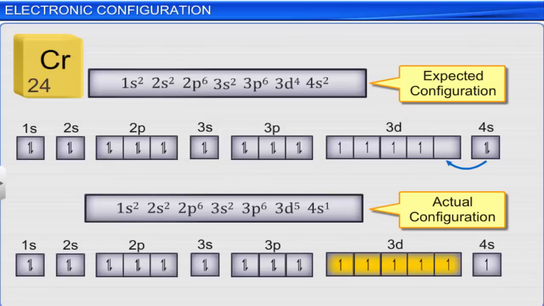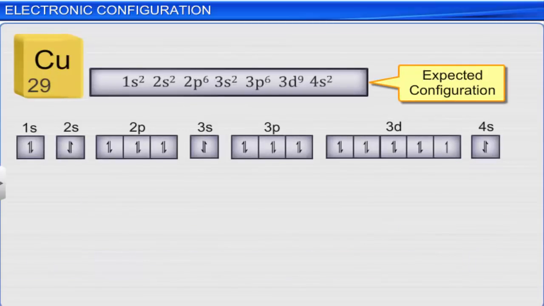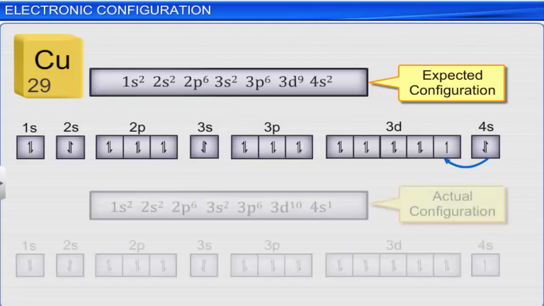Similarly, in the expected electronic configuration of copper, if one electron from the lower energy 4s orbital is shifted to the higher energy 3d orbital, it will make the distribution of electrons symmetrical and hence will impart more stability.